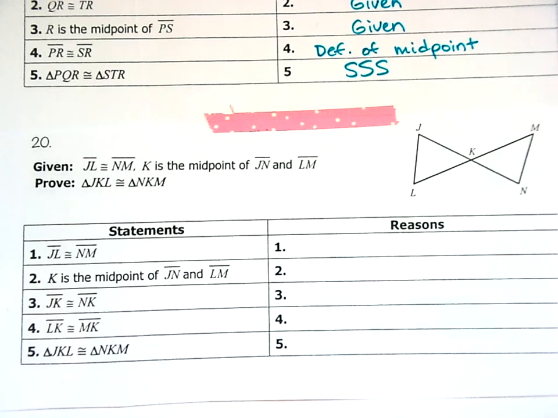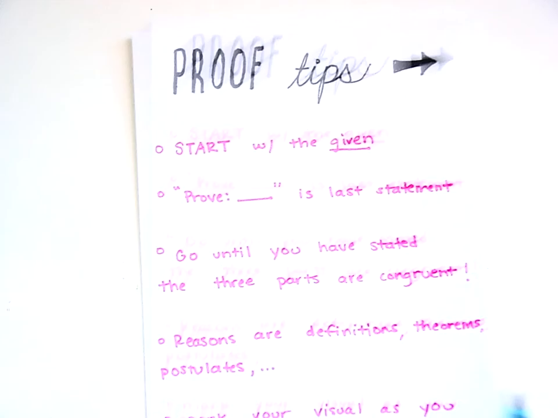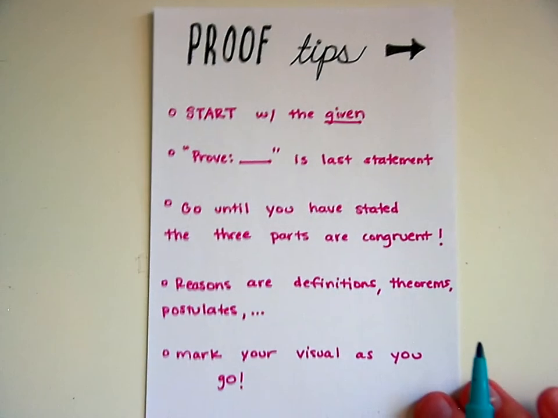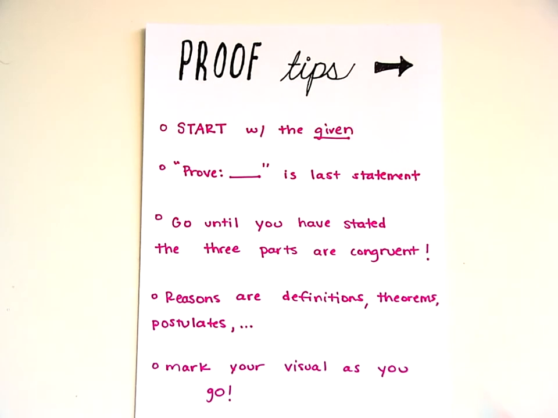Okay, so there's our work on side, side, side, angle, side, angle, and side, angle, side. Just to kind of end our video off, I want to go back to the screen for our proof tips in case you want to save that or screenshot that. And in our next video, we'll work on our last 2 triangle congruencies.